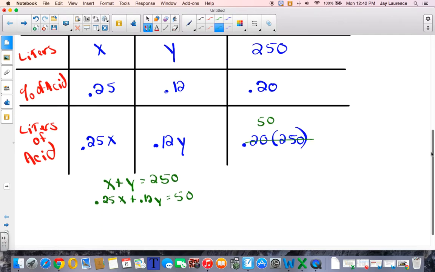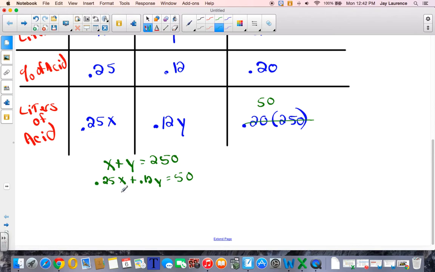Now I'm going to look at these numbers and use my number sense. I am going to solve for x in the first equation. Not because it's easier, it is pretty easy to do, but because it'll be easier to multiply a quarter, 25%, by x than it will be to do 12%. That's why I'm not solving for y. So x is going to equal 250 minus y.